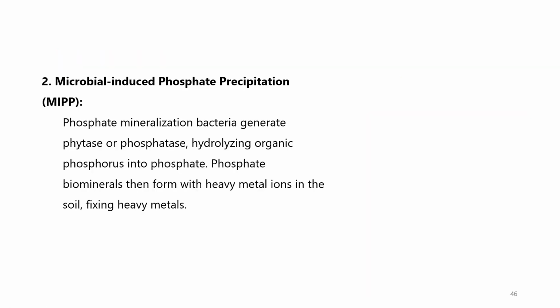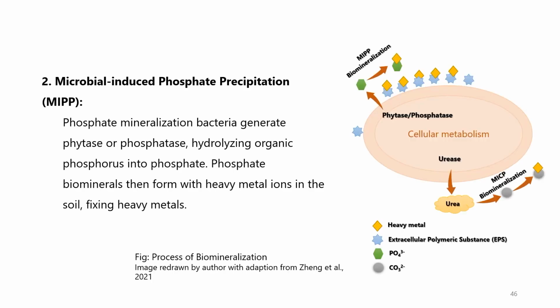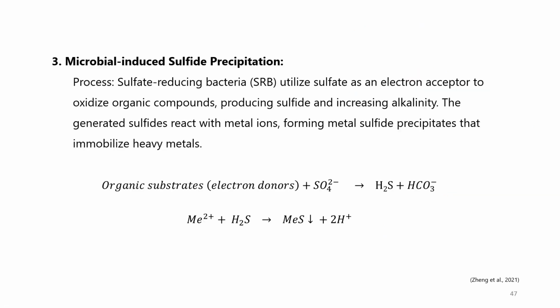Now, in microbial induced phosphate precipitation, phosphate mineralization is caused by bacteria which produce phytase or phosphatase, and that hydrolyze organic phosphorus into phosphate. Phosphate biominerals then form with heavy metal ions in the soil, fixing the heavy metals. So, you can see the production of phytase and phosphatase, which helps us in MIPP biomineralization.